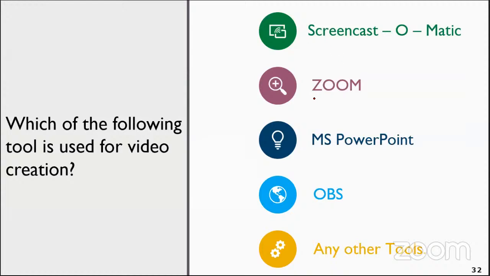Nowadays, the Zoom platform is also useful to create video, isn't it? You just have to start your meeting and make the setting that your recording is on. Start the meeting with only participants, start talking and end the meeting. At last, your video is saved in your computer. MS PowerPoint is also a very good tool for creation of video.